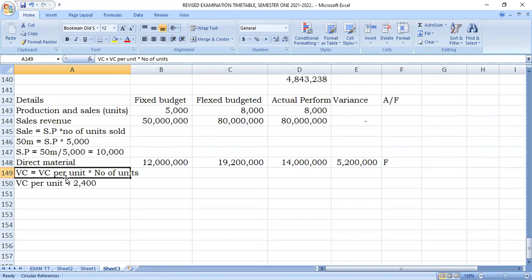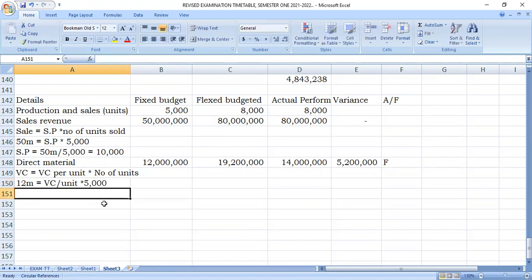Yeah. So if 12,000 million is supposed to be given by the variable cost per unit, which I don't know right now, times 5,000 number of units under the fixed budget. We're saying what is the variable cost? The variable cost per unit must be equal to 12 million divided by 5,000, and you'll get 2,400.